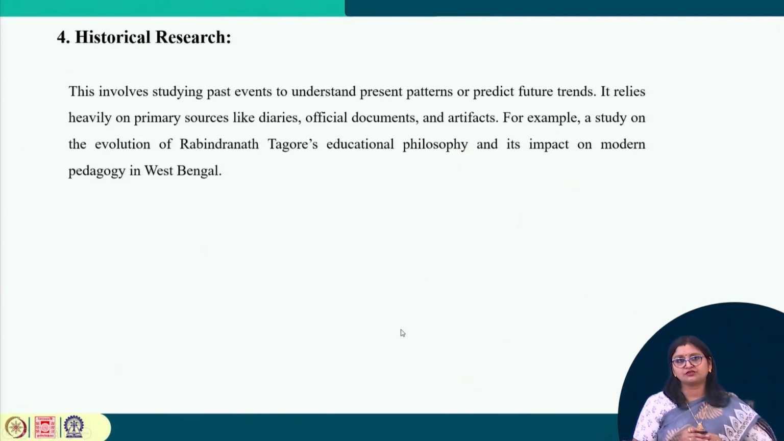The next one is historical research. This involves studying past events to understand the present patterns or predict future trends. It relies heavily on primary sources like diaries, official documents and artifacts. For example, a study on the evolution of Rabindranath Tagore's educational philosophy and its impact on modern pedagogy in West Bengal. The fifth one is ethnographic research.